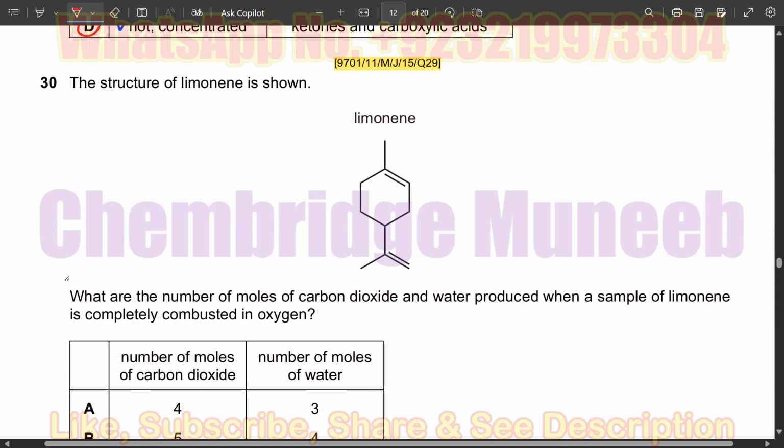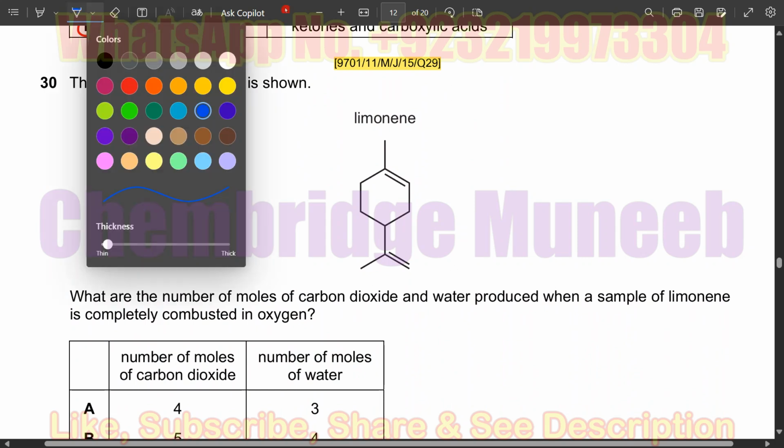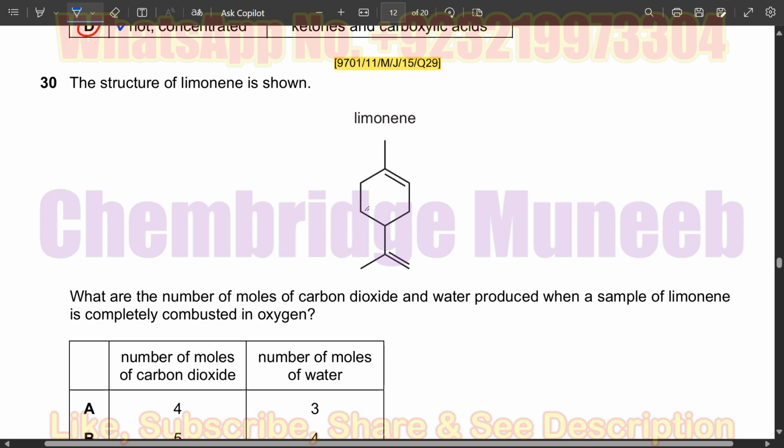Question 30 is also a repeated question. What are the number of moles of carbon dioxide and water produced? For this purpose, we must show a reaction in which this compound limonene is reacting with oxygen. We know this is a hydrocarbon compound, a CH type of compound, which is reacting with oxygen to make carbon dioxide plus water, but we do not know how many moles there are. So we need to count the number of carbons and hydrogens present in it. Let's start with the carbon first.